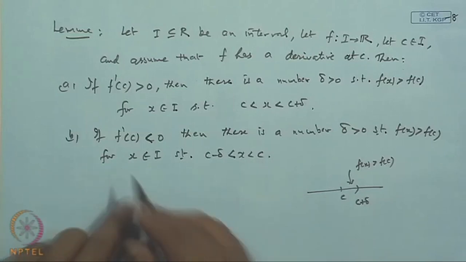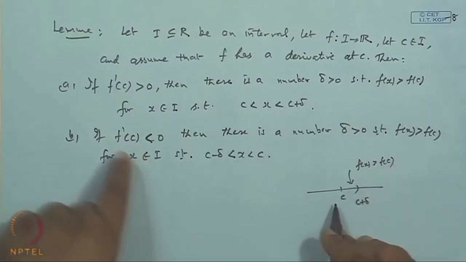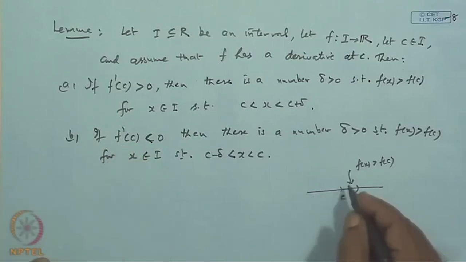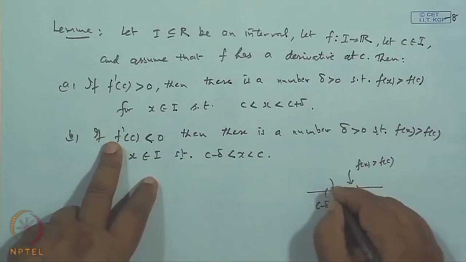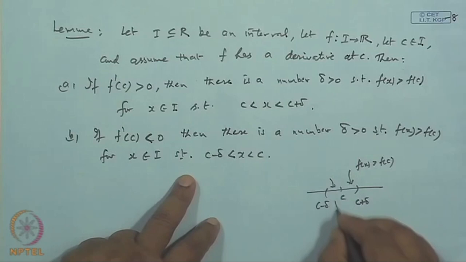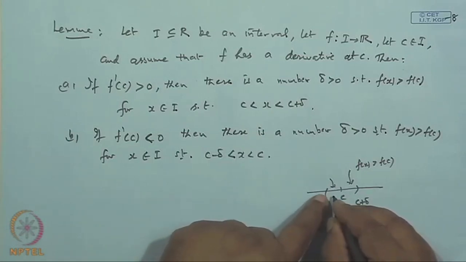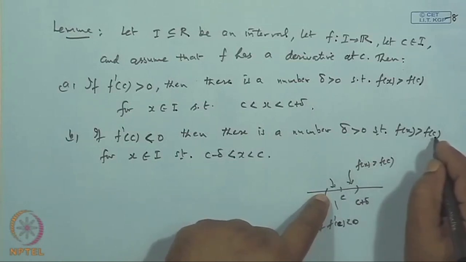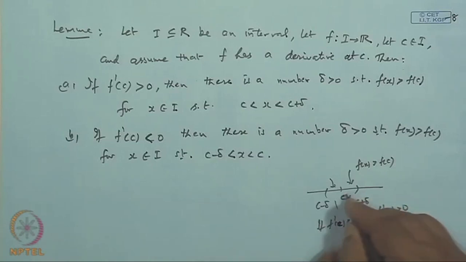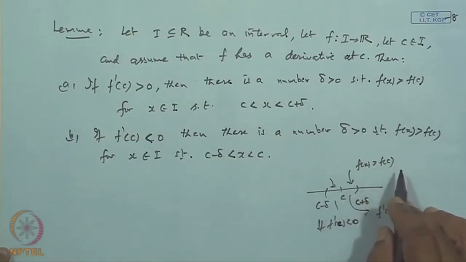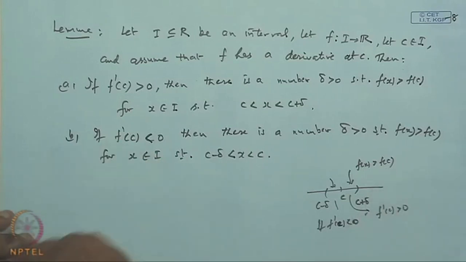And if the derivative is negative, then in the left hand side of this neighborhood, the value of the function will exceed f of c. So if the derivative at the point c is negative, then we get a left hand neighborhood where the function exceeds the value f of c. If the derivative comes out to be positive at the point c, then we get the right hand side interval where the functional value exceeds the value at the point c. So, using this lemma, we can prove the Darboux result.